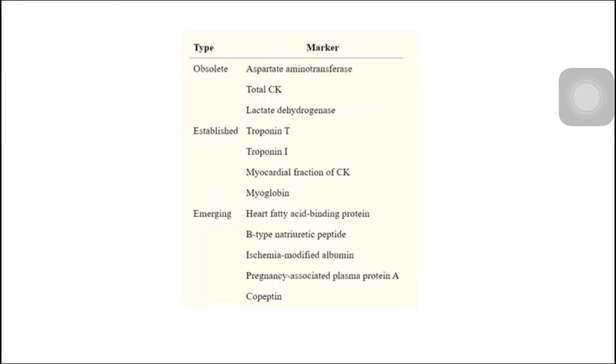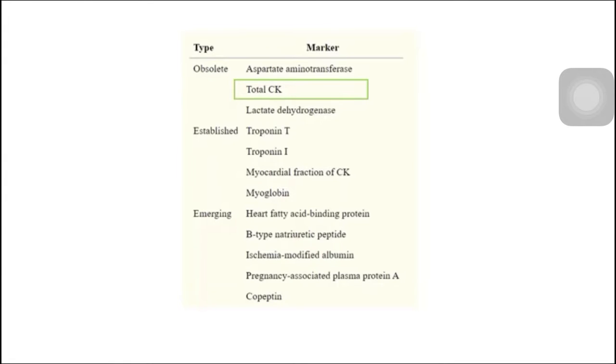So in the year 1954, AST was the first cardiac biomarker to be used. Of course, alam po natin that AST is found in the liver, heart, skeletal muscles, brain, and kidneys. Now, due to its lack of specificity to the cardiac tissue, it is no longer used for the diagnosis of AMI. Now, in the year 1959, the total CK level was assessed for AMI, as it was also a good indicator of skeletal muscle injury.